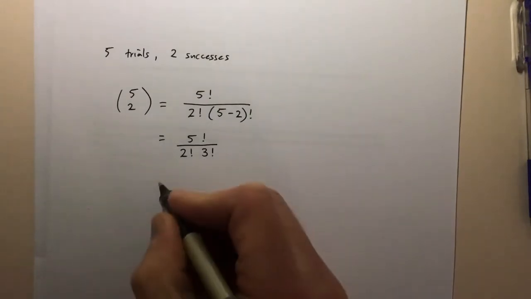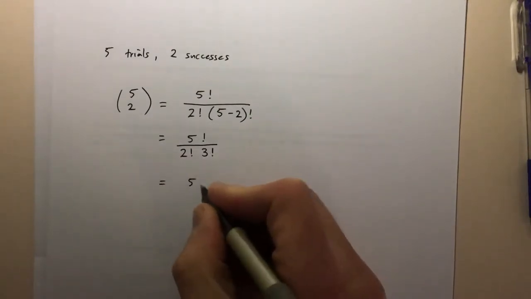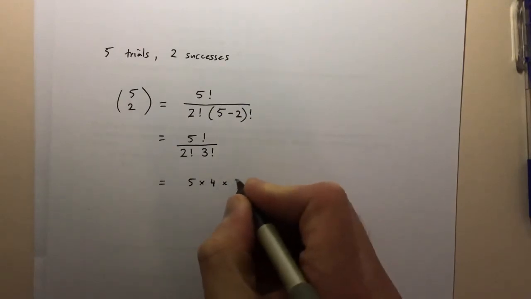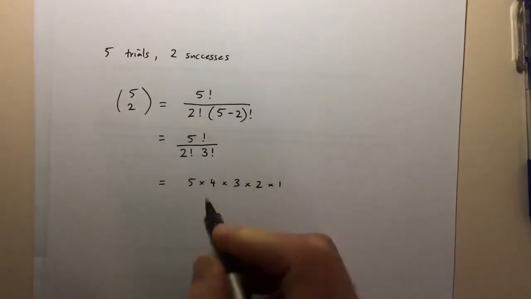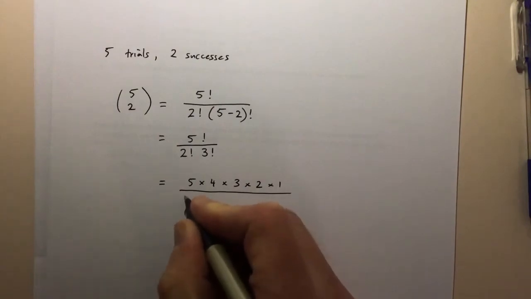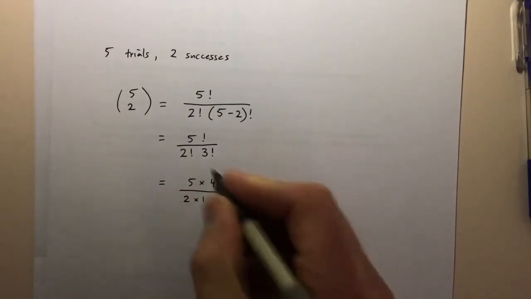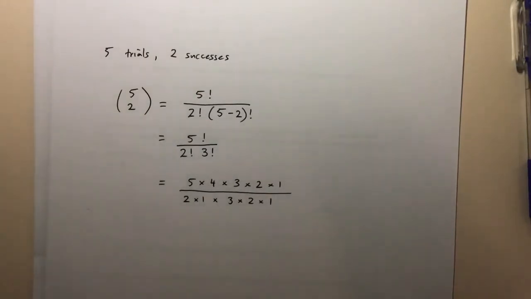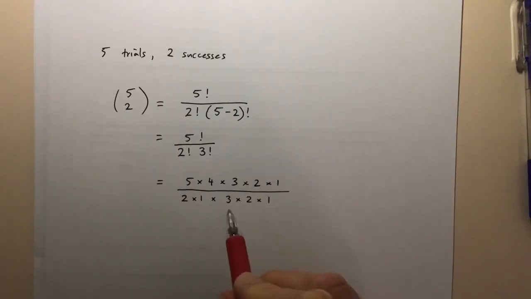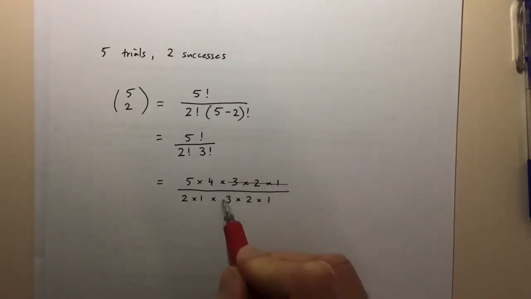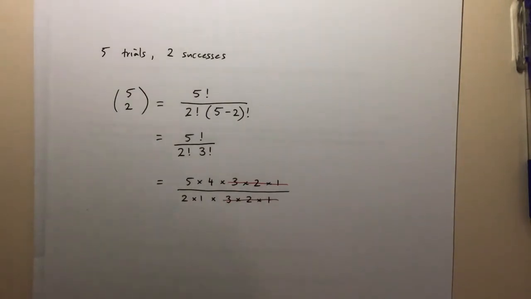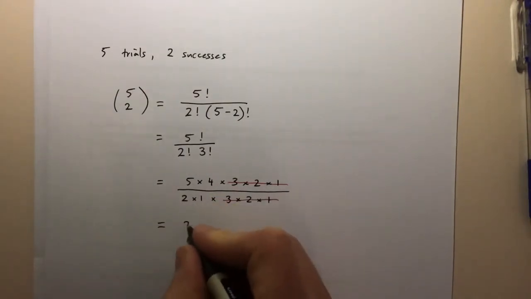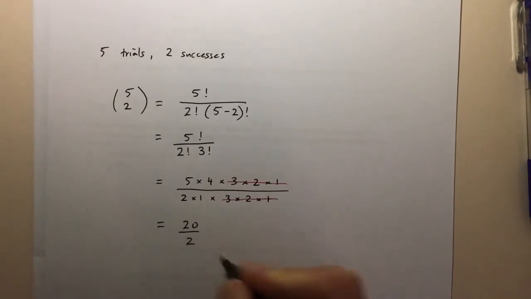Now, when you go to work this out, you can write everything out in the full form of what it means, right? So 5 times 4 times 3 times 2 times 1 on the top, divided by 2 factorial, which just means 2 times 1, and 3 factorial, which means 3 times 2 times 1. And if you're doing this without a calculator, you get some pretty convenient cancelling going on. I can see on top I've got a 3 times 2 times 1, and on the bottom I've got a 3 times 2 times 1. So I can cancel those and just work out what's left. In this case, I've got 5 times 4 on the top, which is 20, 2 times 1 on the bottom, which is 2, and 20 divided by 2 gives me 10. So what does that tell me?